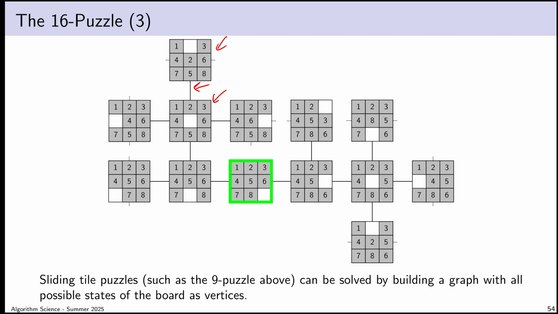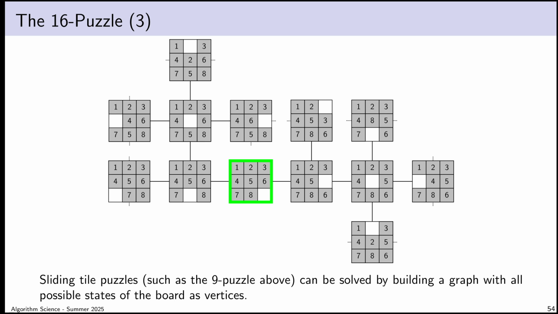Also, I've chosen to use undirected edges here because moves are reversible. If I move the 2 back down, then I end up back at this board. So moves can go in either direction. If I noticed that this was a type of game where the direction of a move made a difference, that is, moves were not always reversible, then I would probably want to use a directed graph.